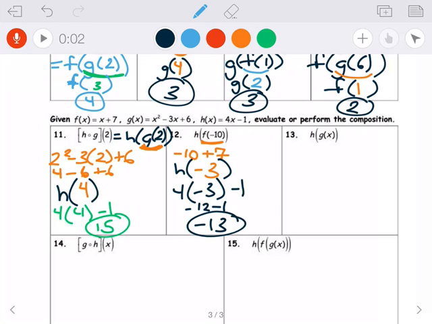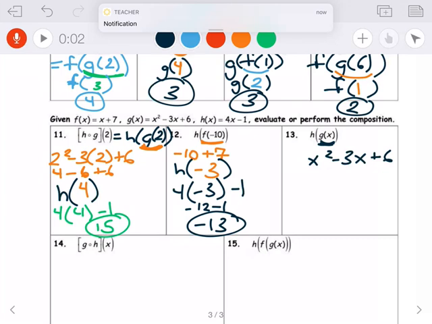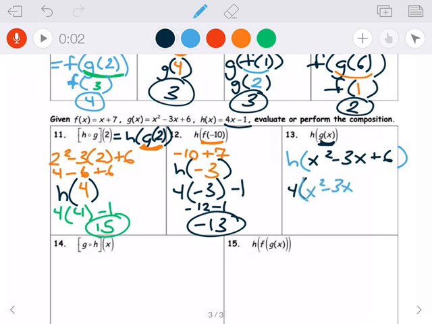Moving on to number 13, I'll work from the inside out. This time I'm not replacing every x with a number, I'm replacing x with x. So what that means, g of x, I'm going to replace x with x, so that's just going to stay g of x: x squared minus 3x plus 6. Now I'm going to take that entire quantity to h and put that entire quantity in place of x in h. So h, the expression says 4 times x minus 1. So 4 times this quantity, x squared minus 3x plus 6, and then minus 1.